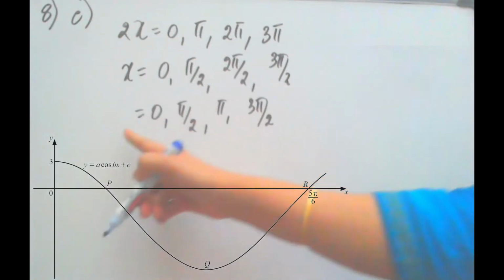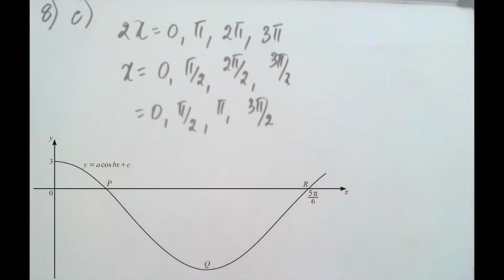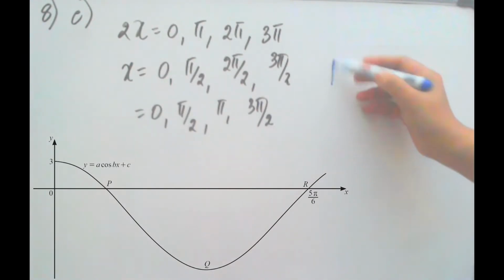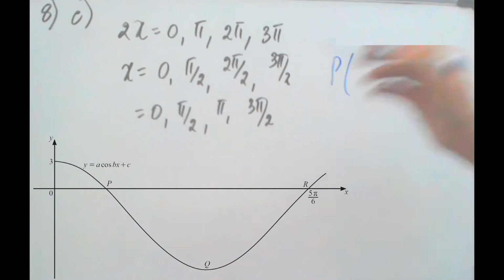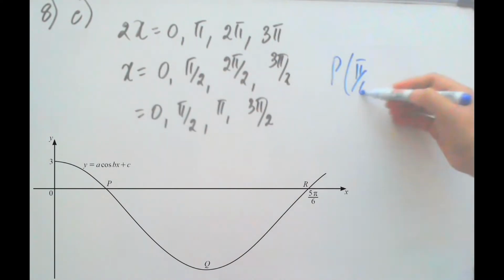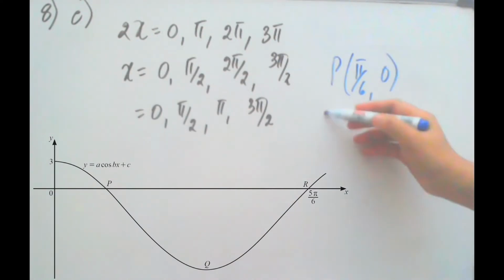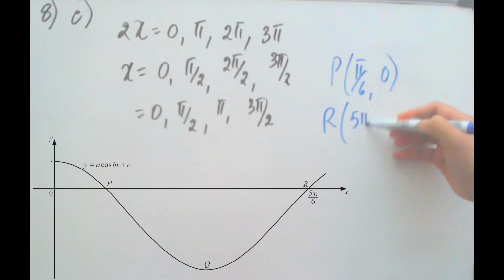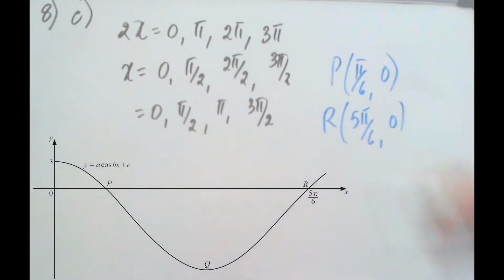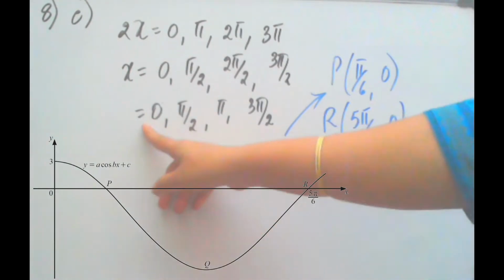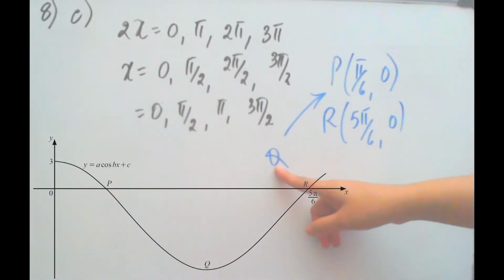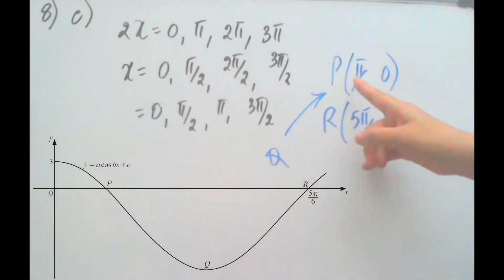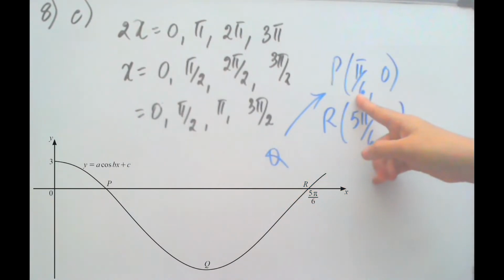Remember, we are now calculating the coordinates of Q, right? So Q is in between P and R. What are the coordinates of P? We found in the previous part, it is pi by 6, 0, and R is given, which is 5 pi by 6, 0. Now Q is a point which is in between. So can x equal to 0 be the x coordinate of Q? No, it cannot, because P itself is pi by 6. Pi by 6 is 0.16.